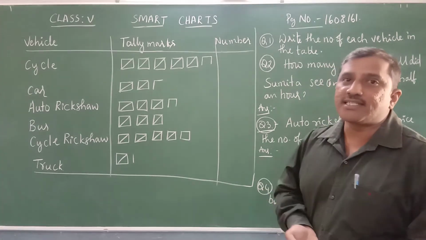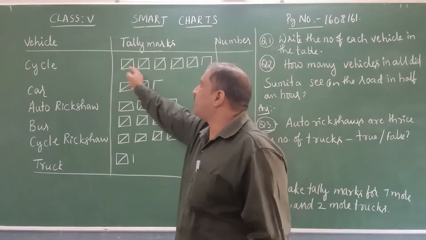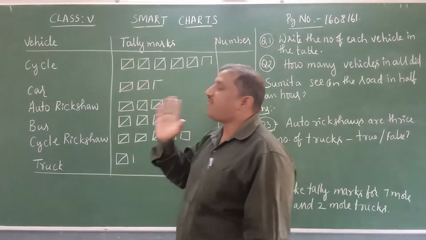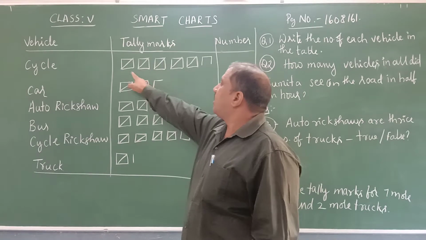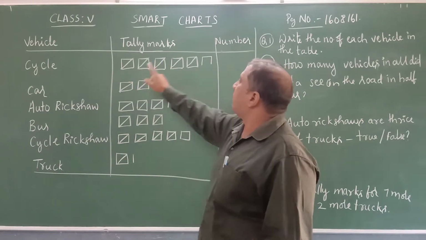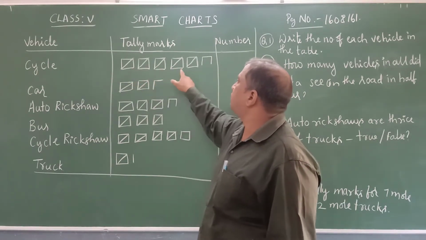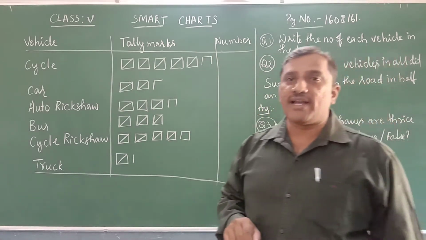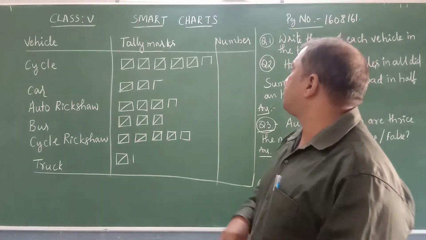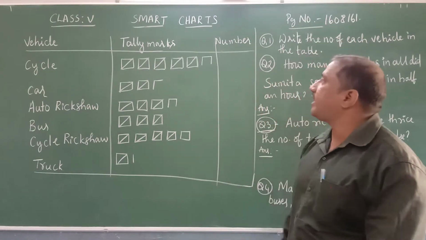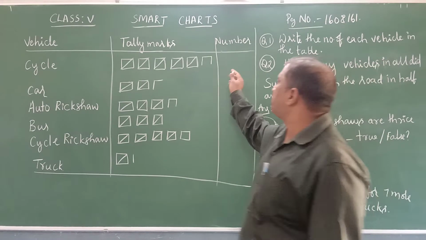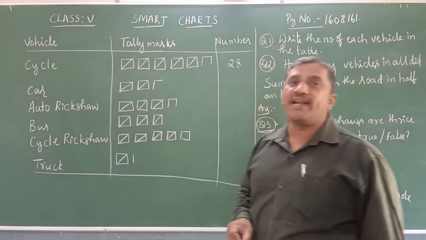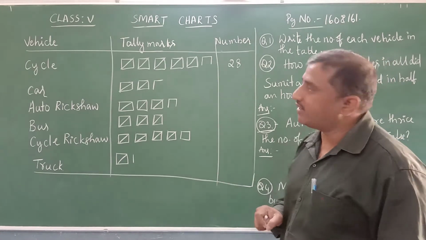As we discussed in the previous class, each box will represent 5. So here, cycle, how many are there? 1, 2, 3, 4, 5. Five boxes are completely filled. 5 into 5 is 25 and 3 more are there. So the total is 28. 28 cycles she identified on the road in half an hour.